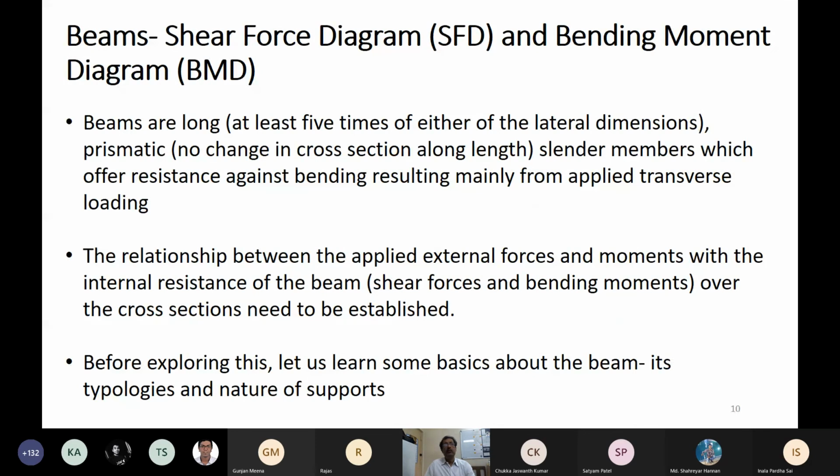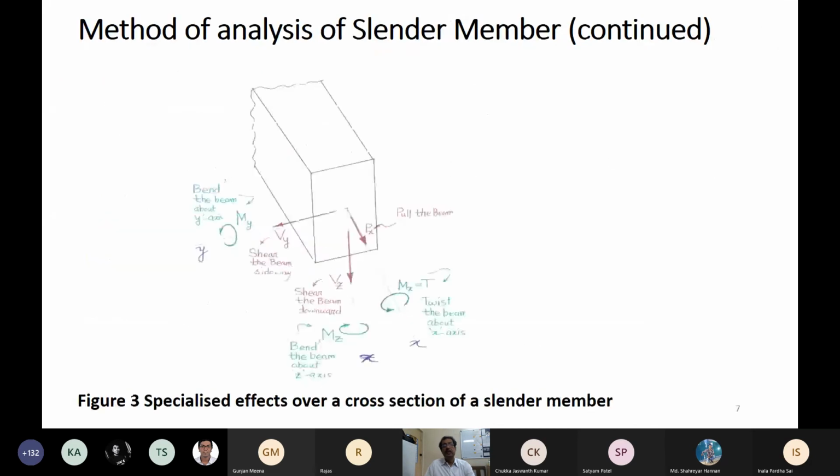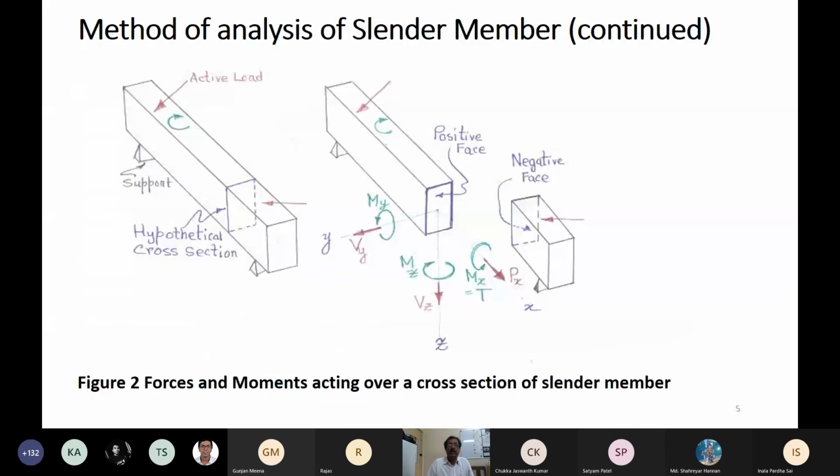Now, we are after basically examining that if this is our diagram, I have put this hypothetical cross section at an arbitrary location. How about if I vary the location of the hypothetical cross section? I put it here, I put it here, I put it here, I put it here, I put it here. Will these quantities vary? Yes, the quantities will in general vary.